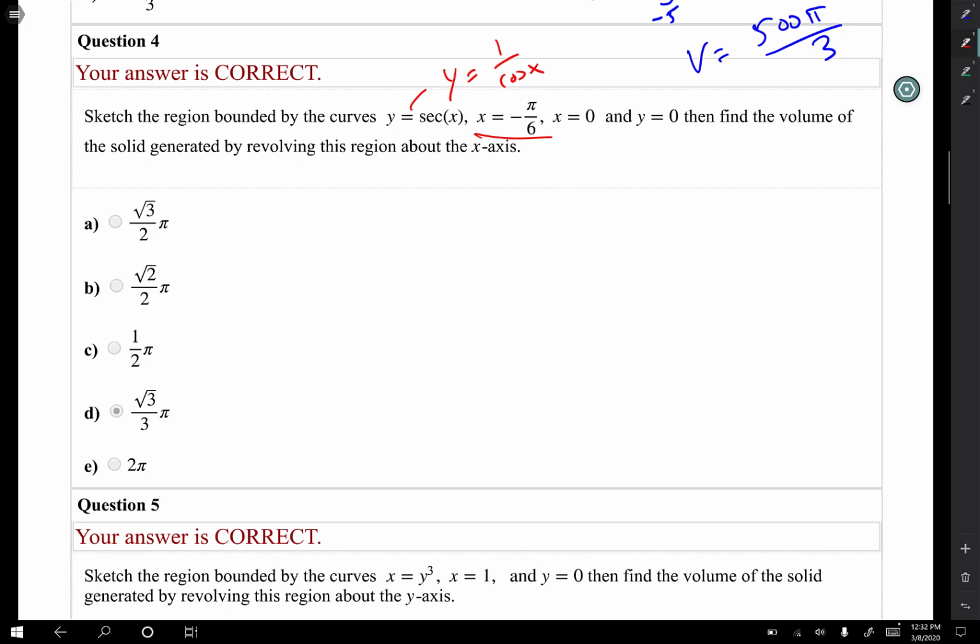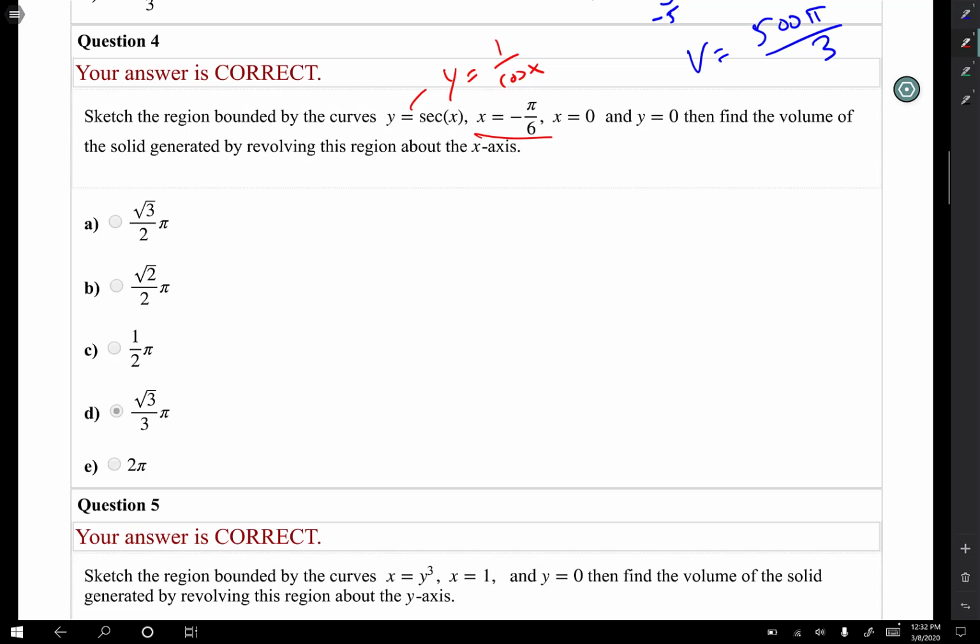All right. So in case you don't know what secant x looks like, you can type it into your calculator, 1 over cosine x. And you're going to see a whole bunch of vertical asymptotes. Every time that x is pi over 2, 3 pi over 2. Sorry, not at pi. Pi over 2 and 3 pi over 2. Any odd multiples of pi over 2.